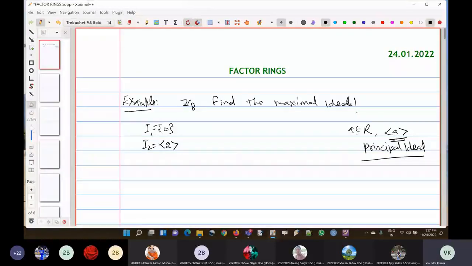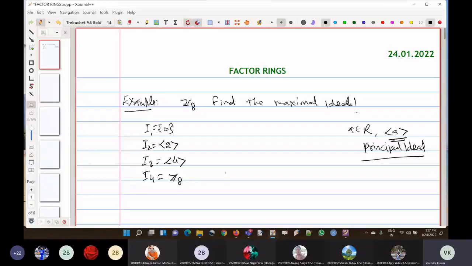So 2 belongs to Z8. This is an ideal, and then I3 we can take, generated by 4, is also an ideal. Of course, you know that they are cyclic. I4 in fact is nothing but Z8 itself. So there are 4 ideals.